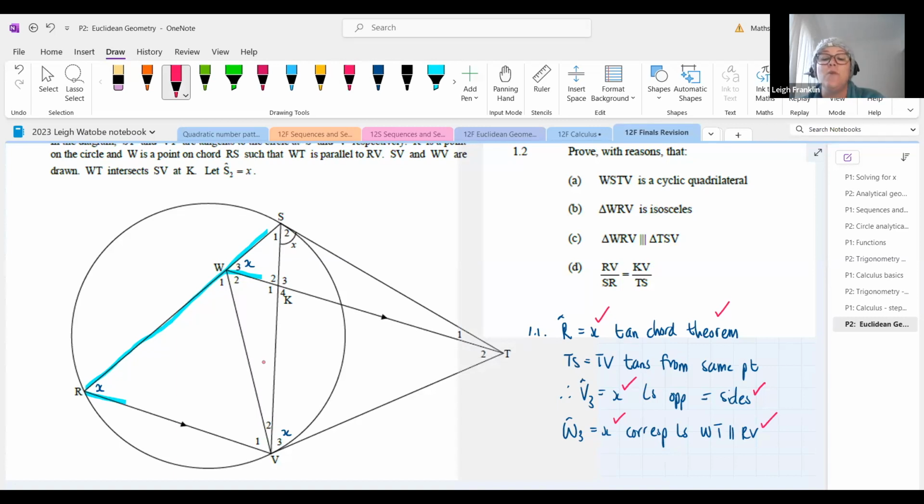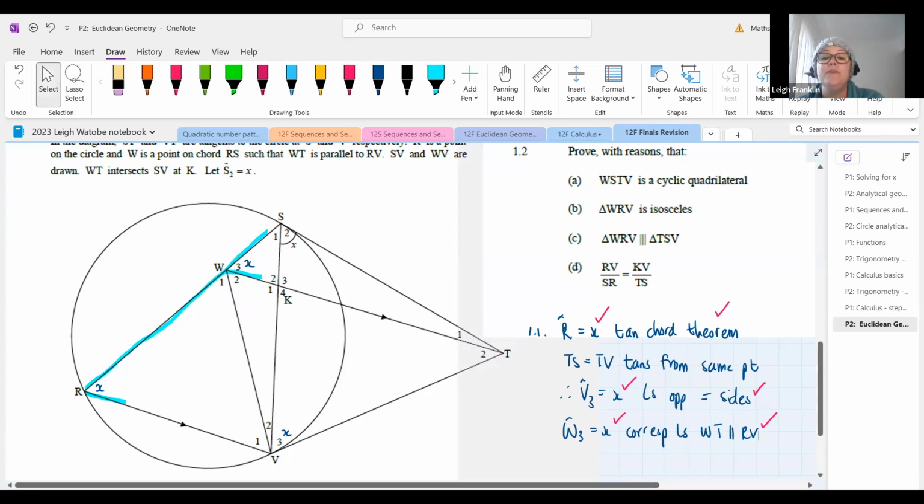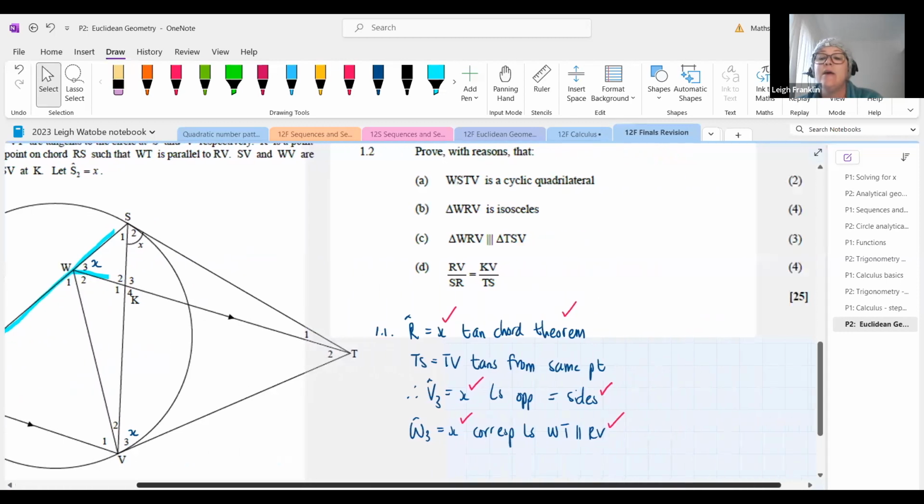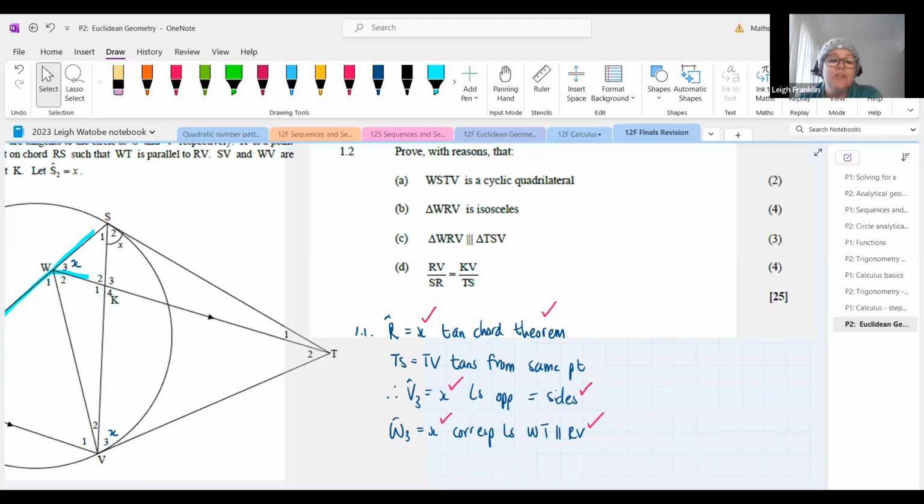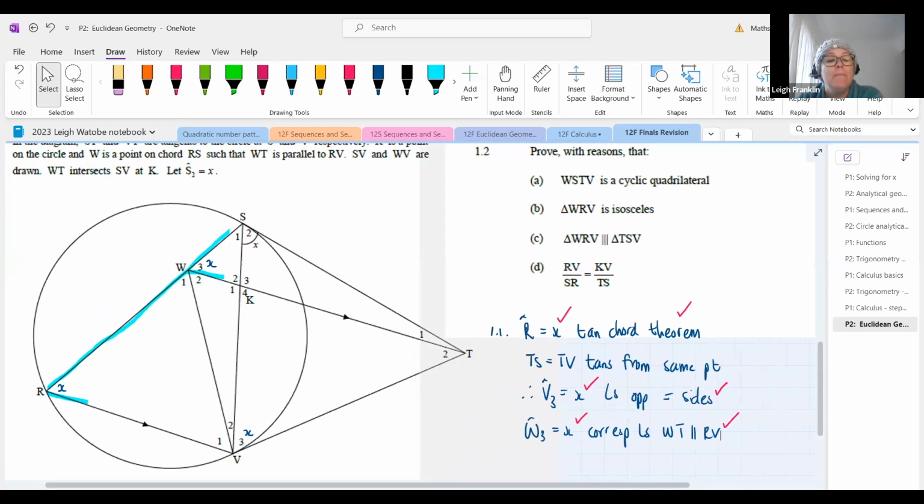The first thing that they want us to do is prove that WSTV is cyclic. Now they're always going to give you a quad and ask you to prove that it's cyclic. Sometimes it can be quite difficult. Other times it can actually be fairly straightforward and quite easy. So when we look at the mark allocation here and we see that it's out of 2, it can't be that difficult. Right, so let's go back and have a look. Maybe we've proved it already. Let's look at the diagram. Have we proved it already that it is a cyclic quad?